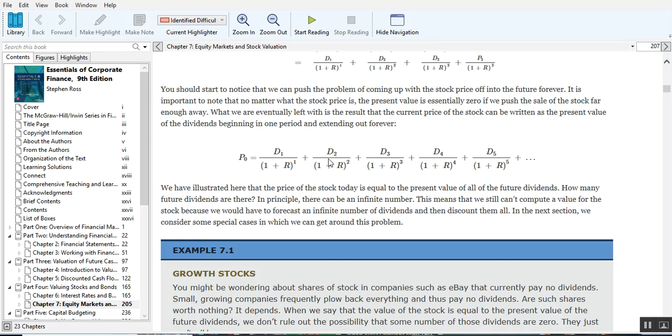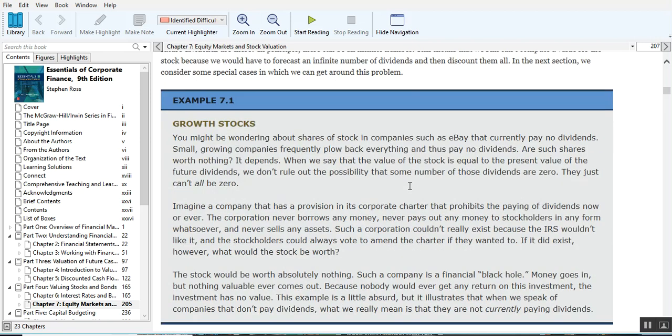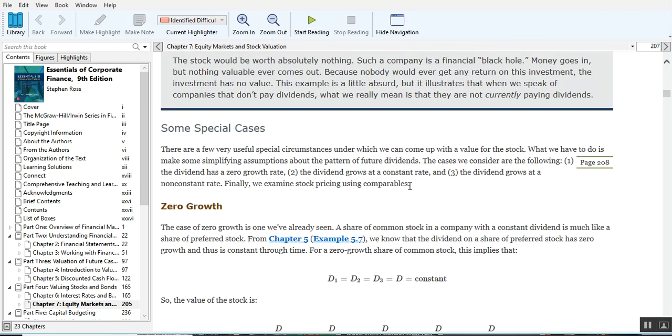Now, if we do that in other years, we're going to take the year 2 dividend, but now we're going to raise the 1 plus the required rate of return to the second power. In year 3, we would take the third year dividend, but we're going to raise the 1 plus the required rate of return to the third power. So however many years out it is, that's what we're going to use as an exponent for 1 plus the required rate of return.